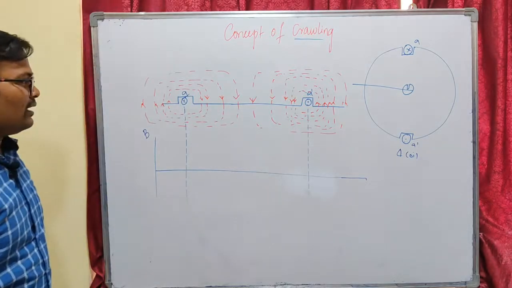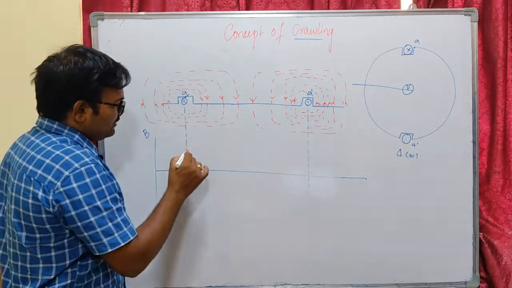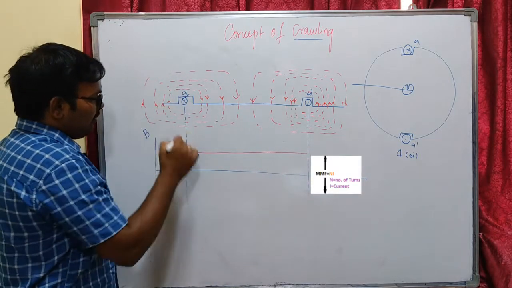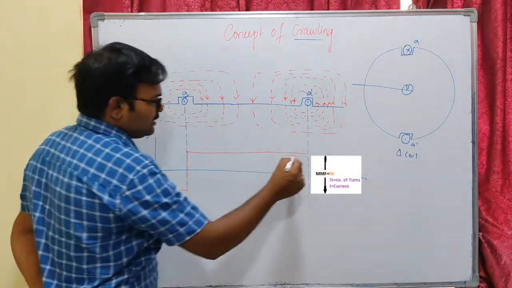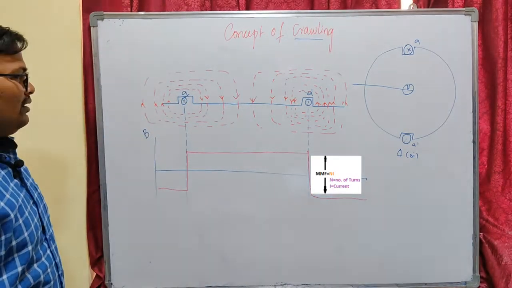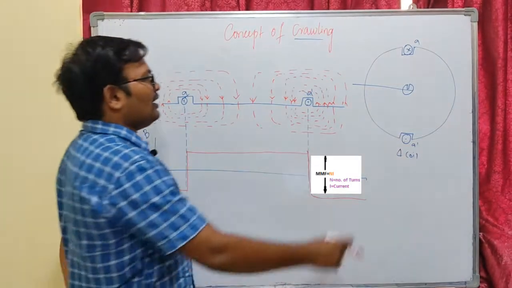So I am going to take the graph of these two things here. For the down direction I am taking it as positive, and for the up direction I am taking the negative. So this is the magnetic field that is being produced by one single coil. Now let us see what happens if I have two coils.